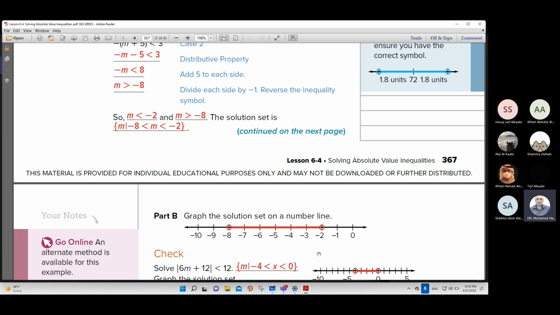As we see here, we have two values. We have m less than negative 2 without the equals sign, and we have m greater than negative 8 without equals. So use open circles to graph.